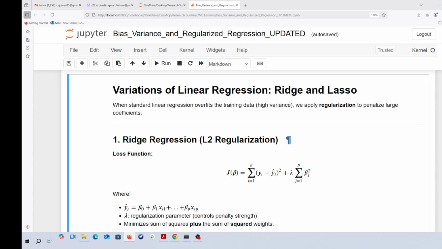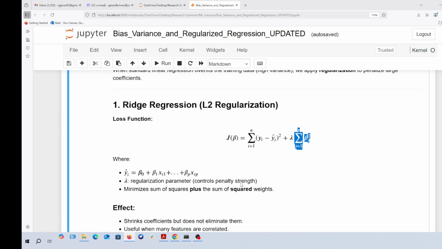So ridge regression, which is the L2 regularization, is just done by adding this lambda times the sum of the squared coefficients to the loss function. What this term does is try to shrink some of these large coefficients to be smaller, so that it can make the model less complex and also reduce the variance, the fluctuations in the training data.